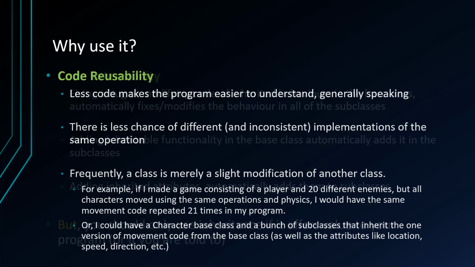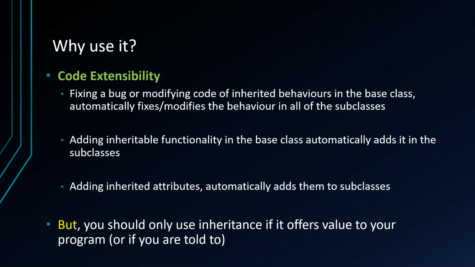So code reusability, massive. Code extensibility. We can extend our code. So fixing a bug or modifying code of inherited behaviors in the base class automatically fixes and modifies the behavior in all of your subclasses, because they all inherit from that one piece of code. Adding inheritable functionality in the base class automatically adds it in the subclass. Adding inherited attributes automatically adds them to the subclass. So what it does is it makes your product more scalable.